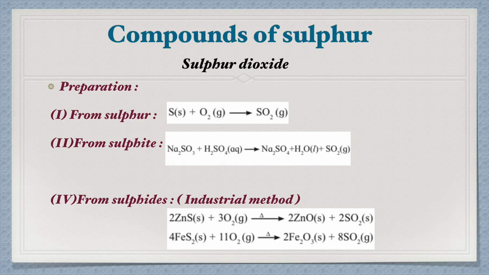So now the last method of preparing sulfur dioxide is an industrial method of preparing it by roasting zinc sulfide or by roasting iron pyrites. Okay, so now we'll see the reaction for this.